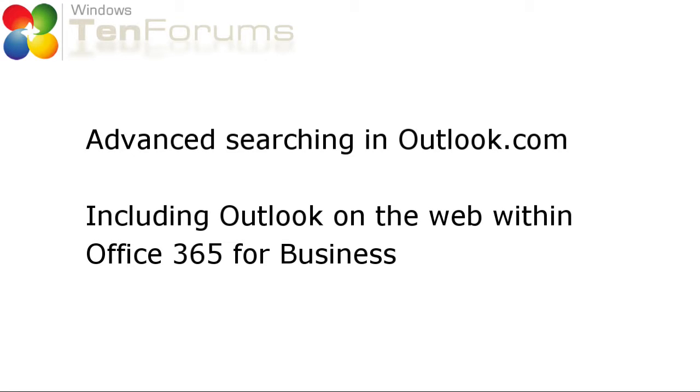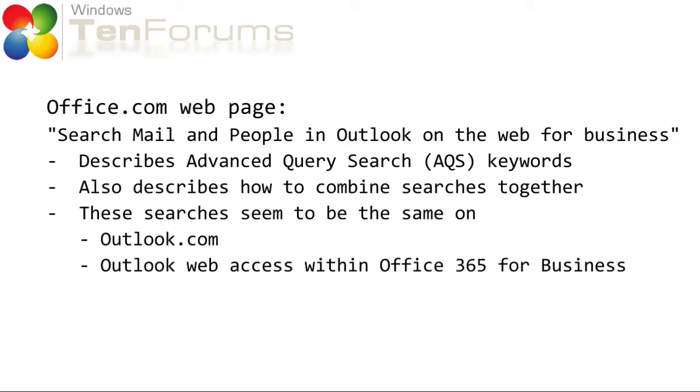In this video I'm going to look at some of the more advanced searches which you can do to find emails in Outlook.com and how you can combine different criteria to narrow down the results to find the email you want. Although I'm using Outlook.com in this video, the same techniques also apply if you have an Outlook account within Office 365 for Business. The main source of information I've used for this video is the Office.com webpage titled Search Mail and People in Outlook on the Web for Business.